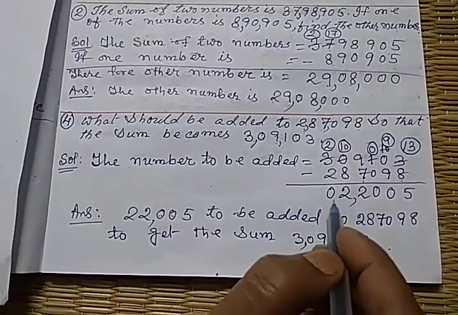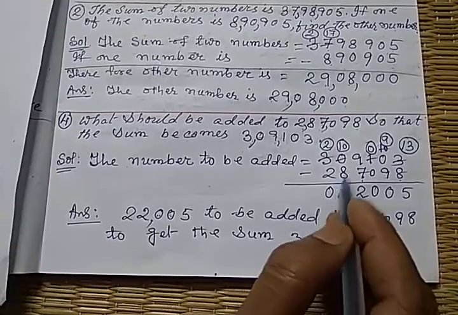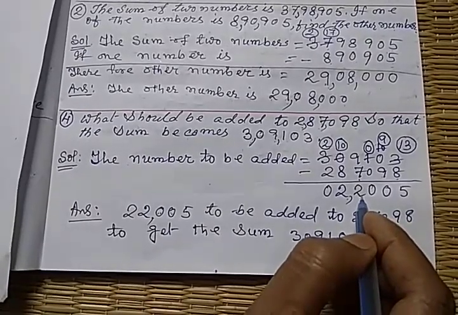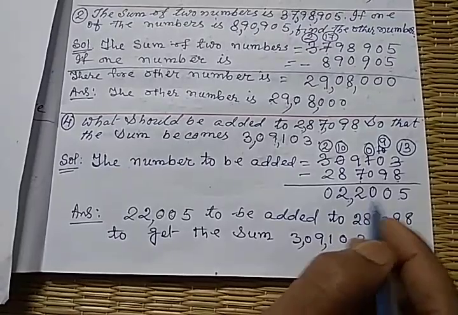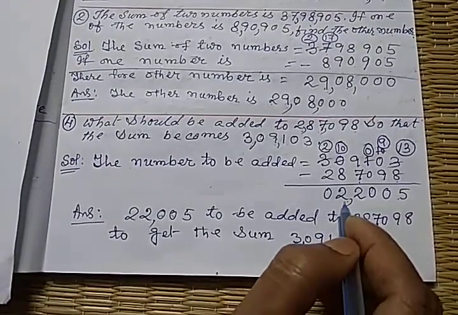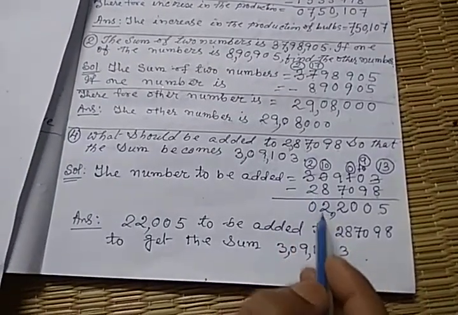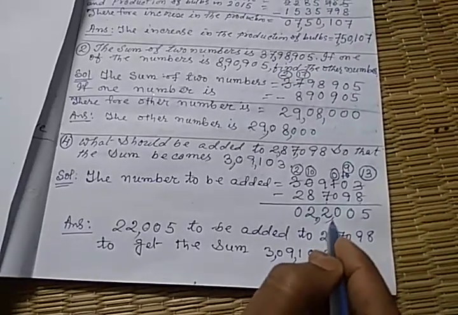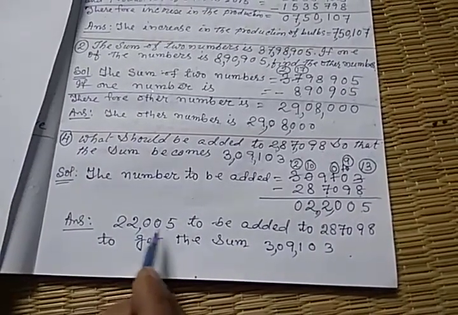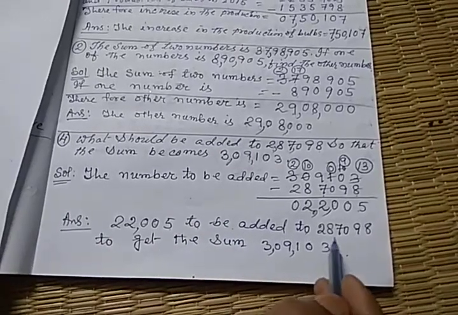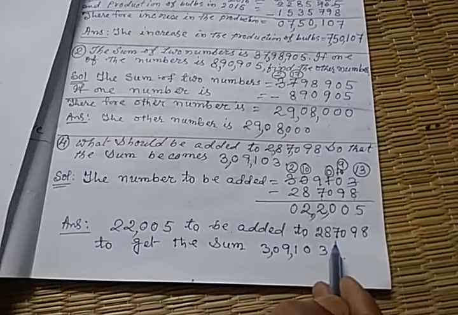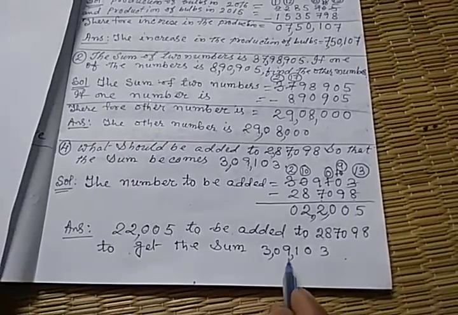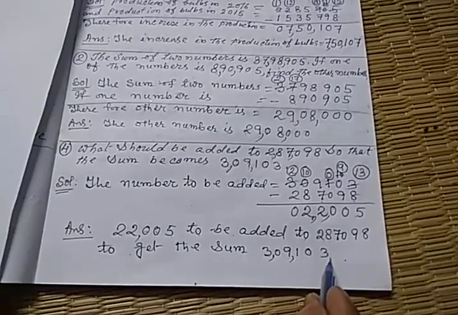The number to be added is equal to, after subtracting these two numbers, the result 22,005. Am I correct? So we can write 22,005 to be added to 287,098 to get the sum as 309,103.